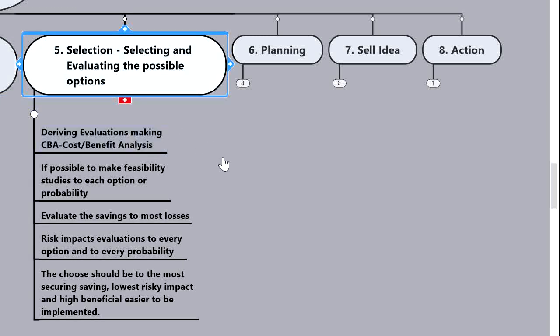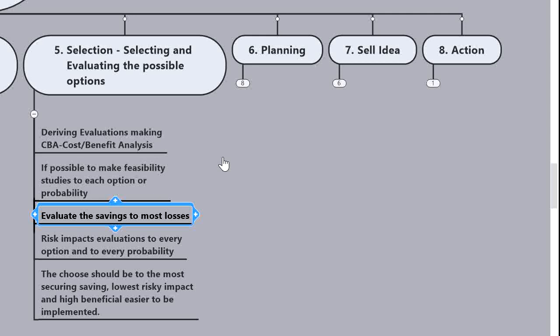And the next step in here is that for each idea we make the selection and evaluate the possible options. Here we put the options for every idea. We put the scenario-based driving evaluation, making CBA, cost benefit analysis. If possible, make feasibility studies for each option or probability or scenario. Evaluate the savings versus losses.